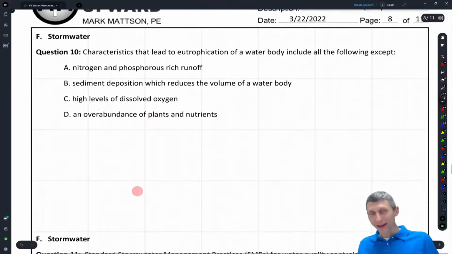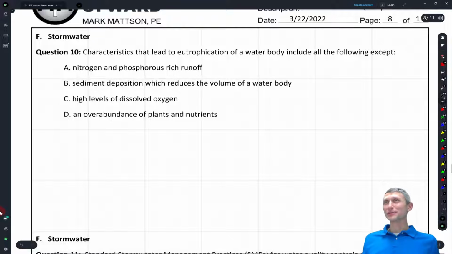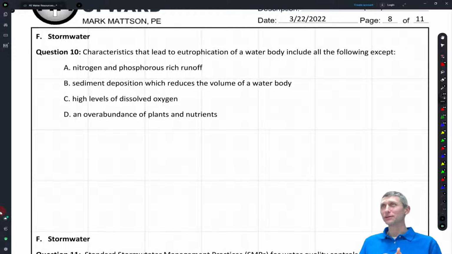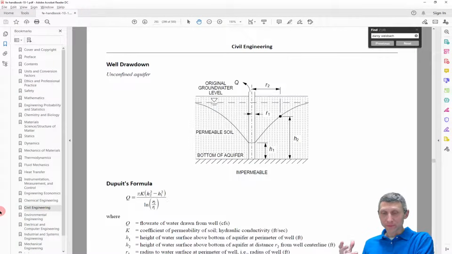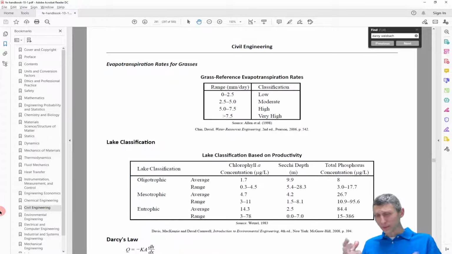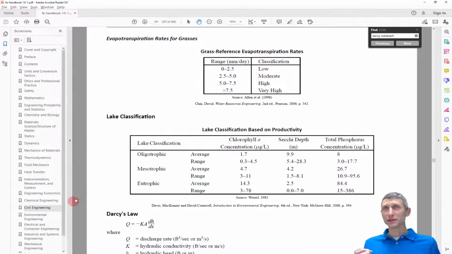All right, here we go. I threw this one in honor of when I took the PE. When I took the PE exam, actually I had a question that talked about eutrophic water bodies. And I was like, oh man, but I threw this one in honor of that. And also because it does show up in the FE handbook. But when you come into the FE reference handbook and you come back to evapotranspiration, you come back to lake classification, you get some terms in here like oligotrophic and mesotrophic and eutrophic.